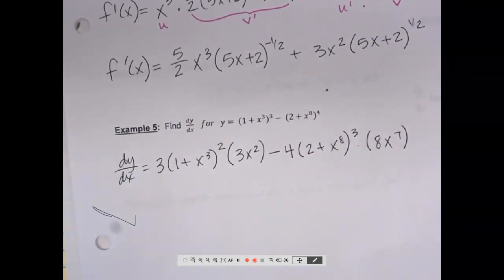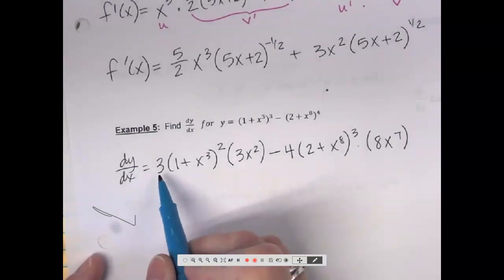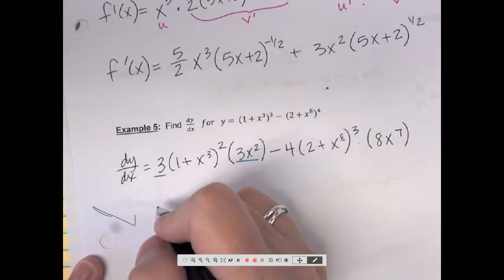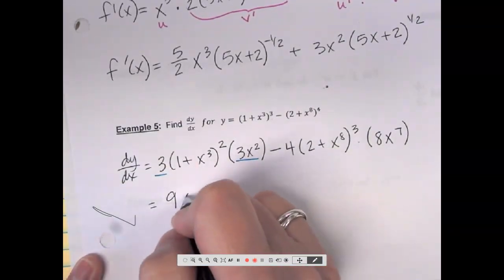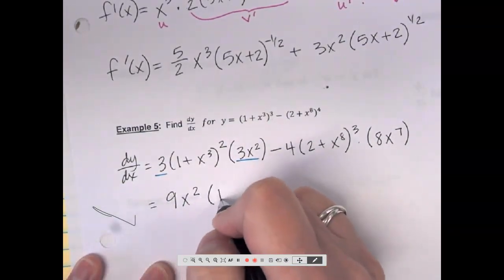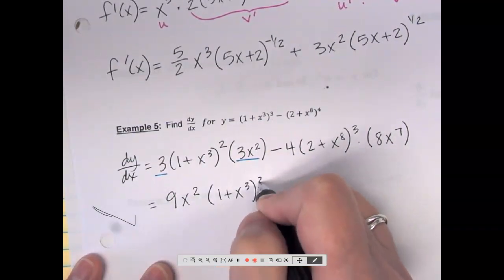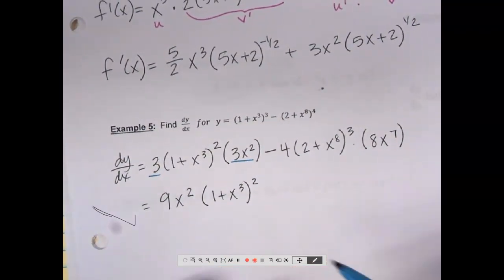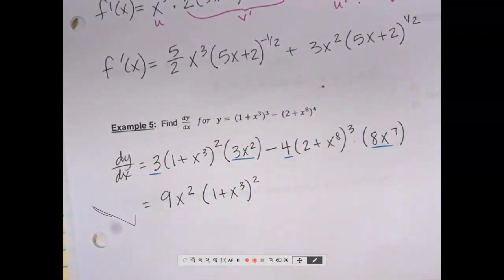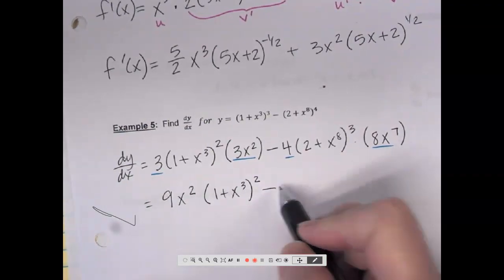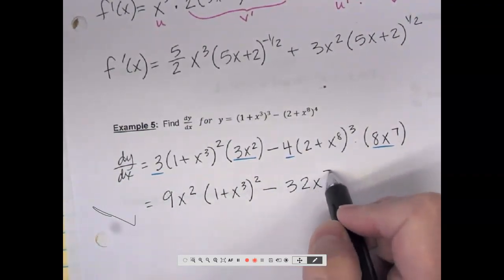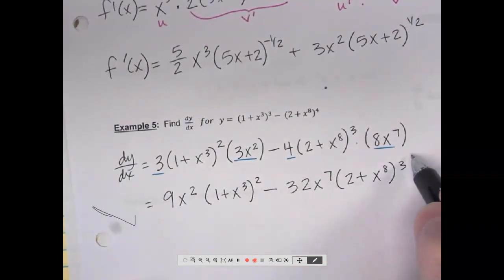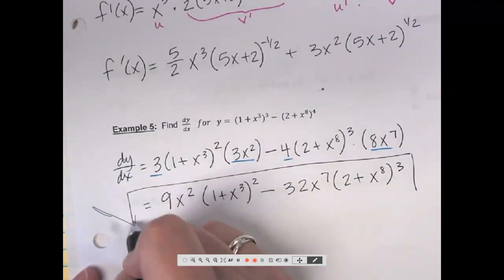Okay, so to clean this one up, let's multiply this times this and just put it out front. So that becomes 9x squared, 1 plus x cubed squared. And then over here, I would multiply the 4 and the 8x to the 7 and make that minus 32x to the 7, 2 plus x to the 8 cubed. And I would 100% leave it there.